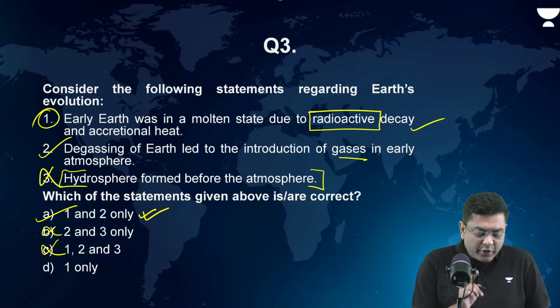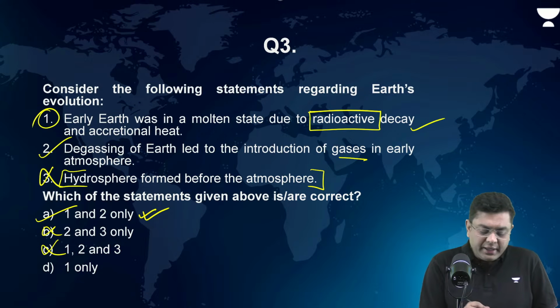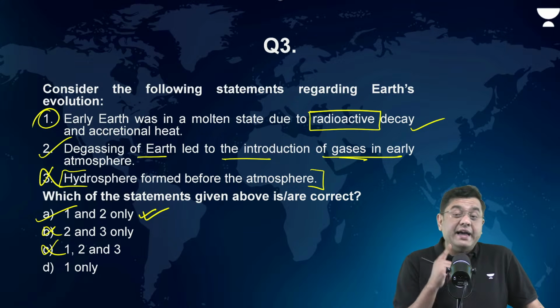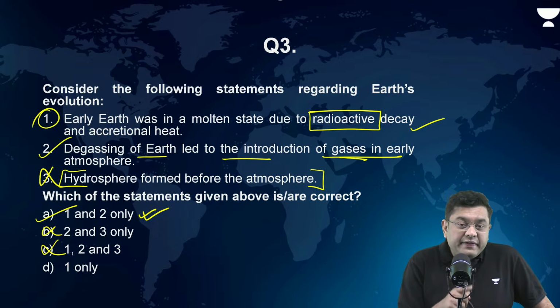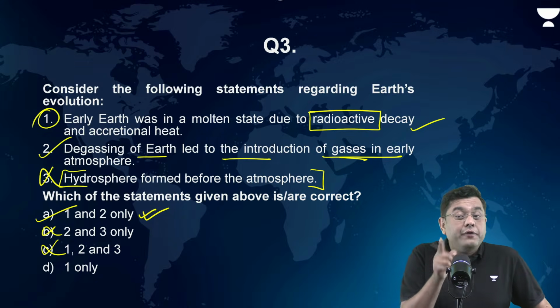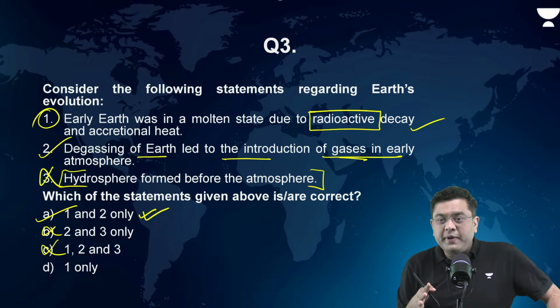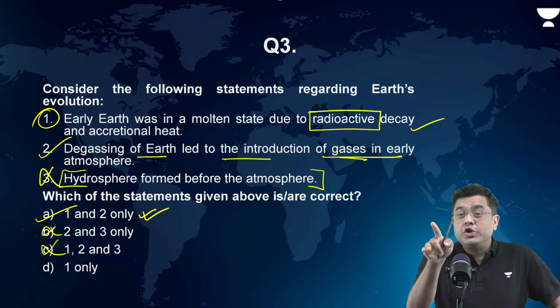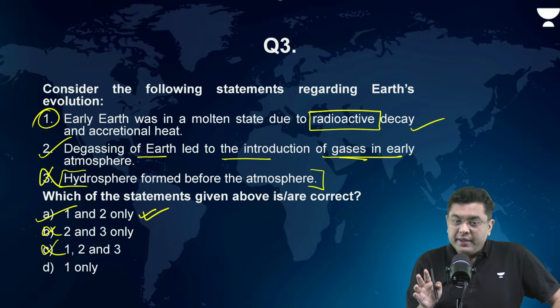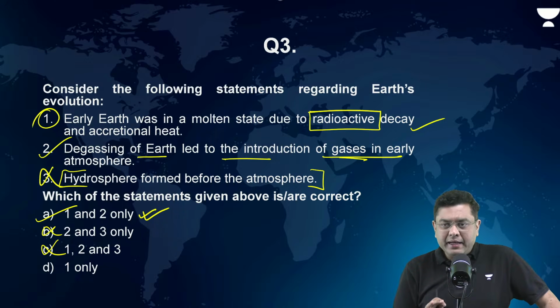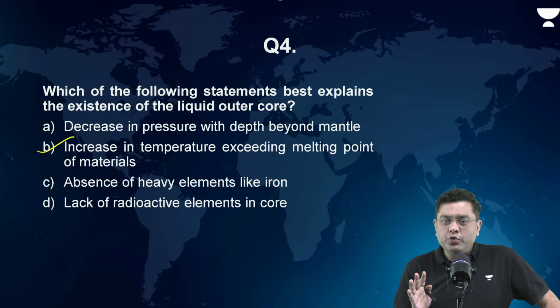Okay. Once more, if I take a look at option 2 here, degassing of Earth led to the introduction of gases in early atmosphere. It is saying that early atmosphere was in existence and then introduction of newer gases took place. It is not saying formation of the first atmosphere, right? So that is where I hope you understand the actual answer, that is 1 and 2 only.